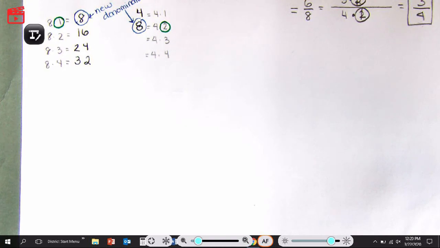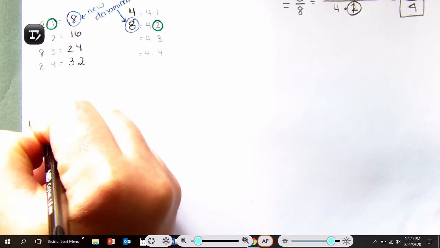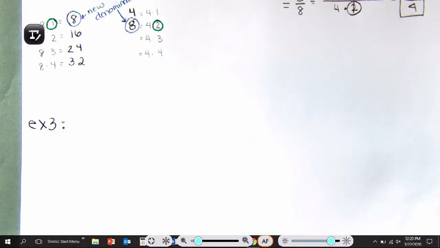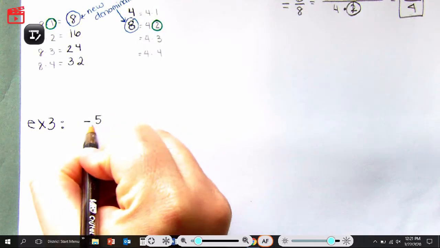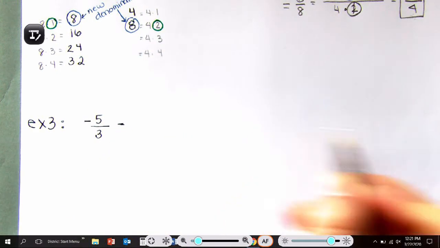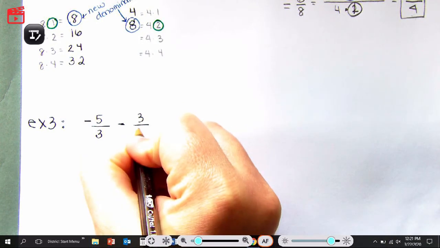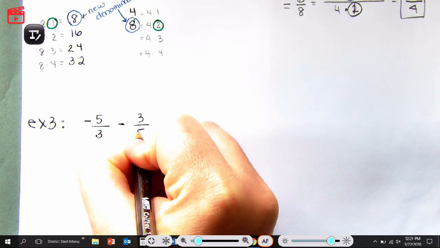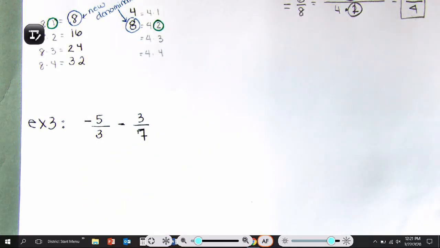Example number 3. Let's throw in a negative in this example. Now, we have done subtraction, and subtraction is kind of like having a negative, but I'm gonna throw in an actual negative for you. I'm gonna say negative 5 thirds minus 3 fifths. Let's do 3 sevenths. That way we don't have the same number.